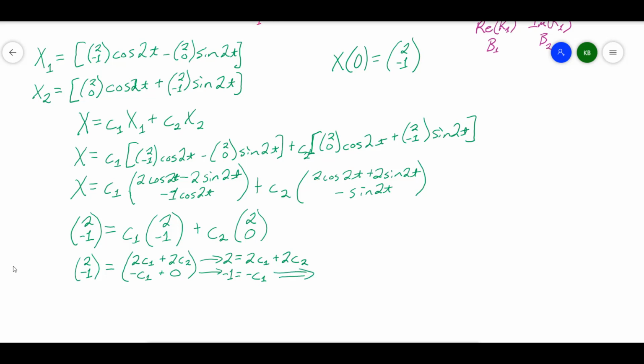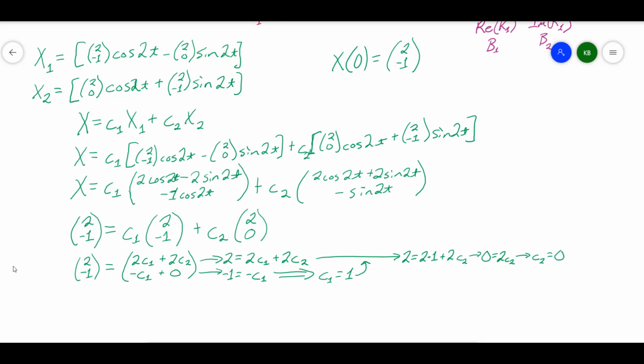So this is easy enough to solve for c1. This tells me that c1 equals 1. And then I'll plug that into my first equation, my top equation. That tells me that 2 equals 2 times 1 plus 2 times c2. Subtracting 2 across, I end up with 0 equals 2c2. And so this tells me that c2 equals 0.